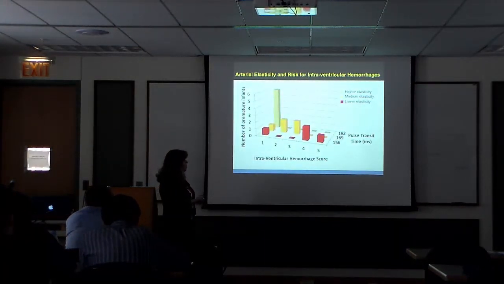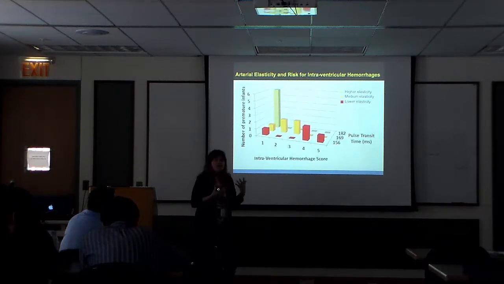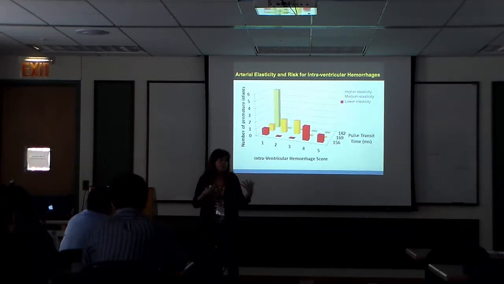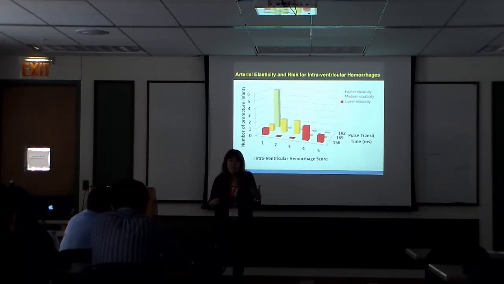What is more important here is this: this is a score of severity of intraventricular hemorrhage, this is the number of premature infants, and this is the elasticity measured with the pulse transit time, basically with optical imaging. You can see that the babies that have higher elasticity, according to our scores, have very low risk or have had no hemorrhages, while the babies that have lower elasticity tend to have more hemorrhages. Of course this is a correlation, but the idea is that maybe you can develop monitoring or predictive tools so that you can prevent some of this from happening.